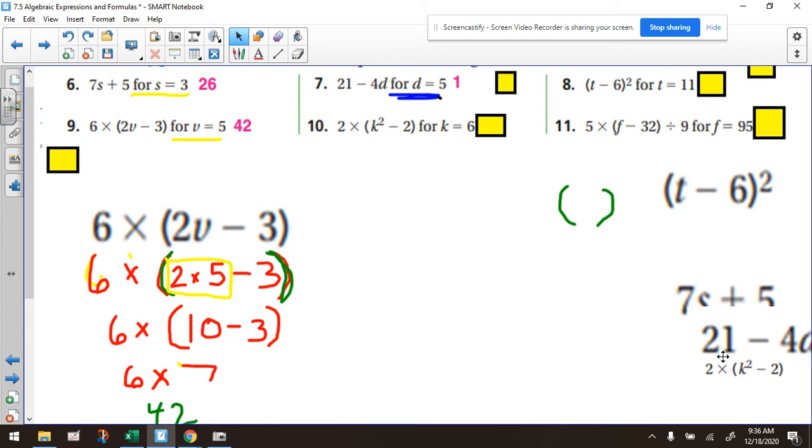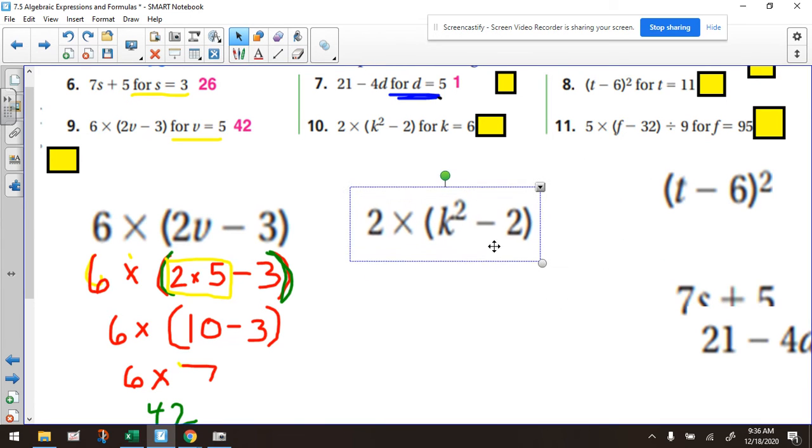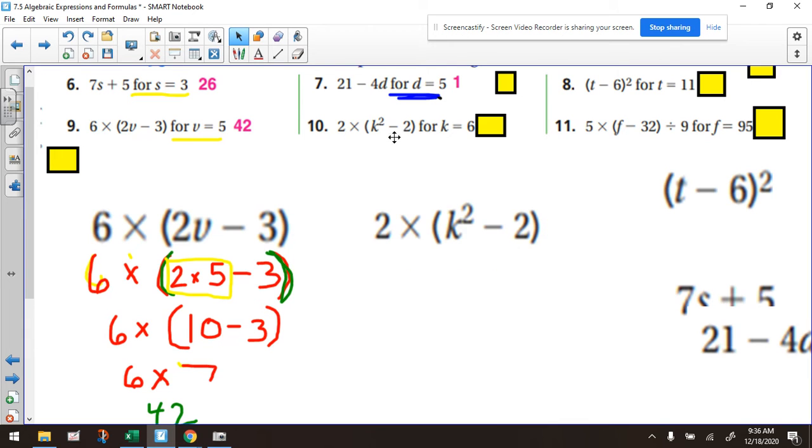All right, let's look at this one right here, number 10. Let's clean this up a bit, stretch that out a bit. So this is number 10. I just copied this and I have it here. And this time they're giving us k equals 6. So we're going to substitute in the 6.